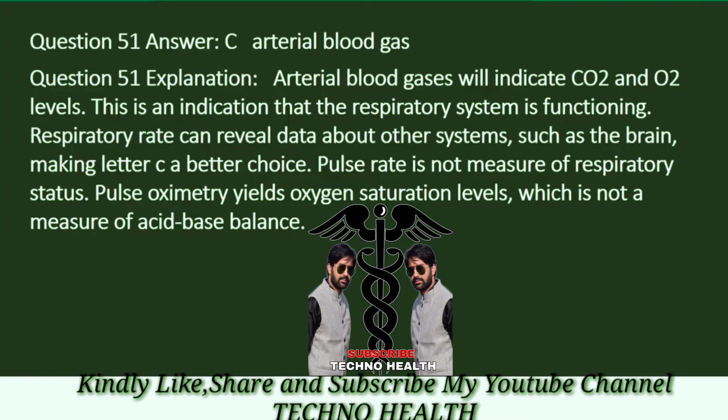Respiratory rate can reveal data about other systems, such as the brain, making letter C a better choice. Pulse rate is not a measure of respiratory status. Pulse oximetry yields oxygen saturation levels, which is not a measure of acid-base balance.